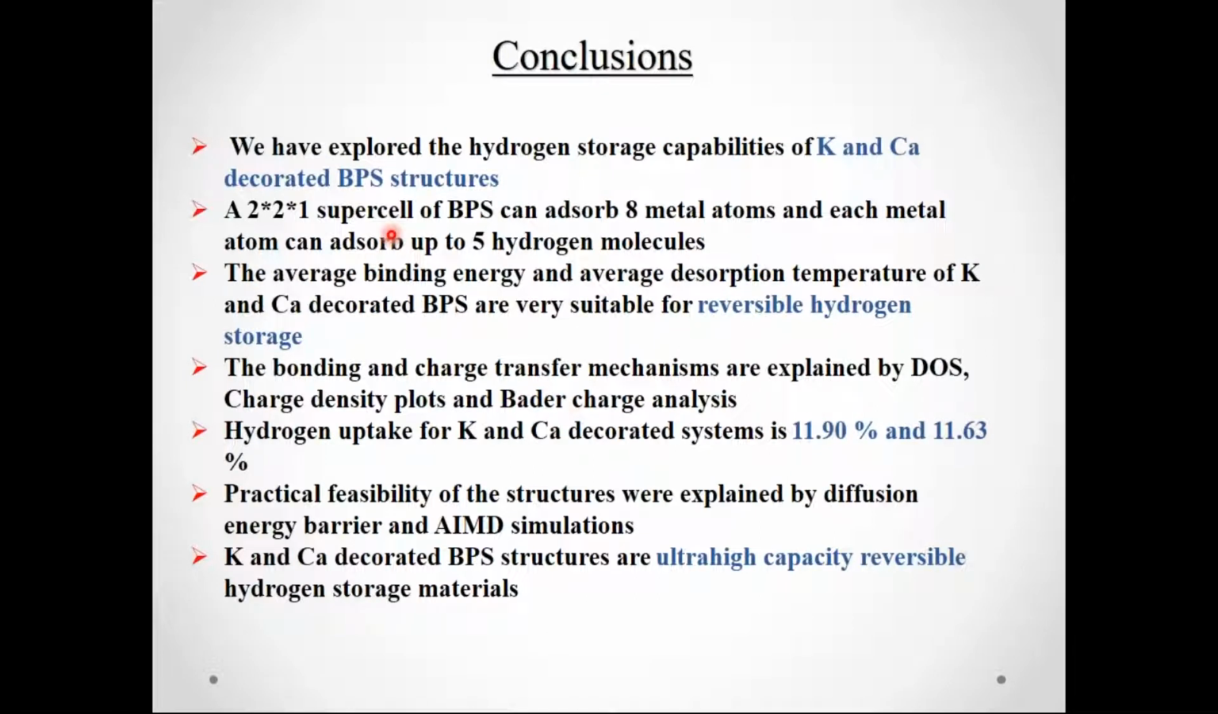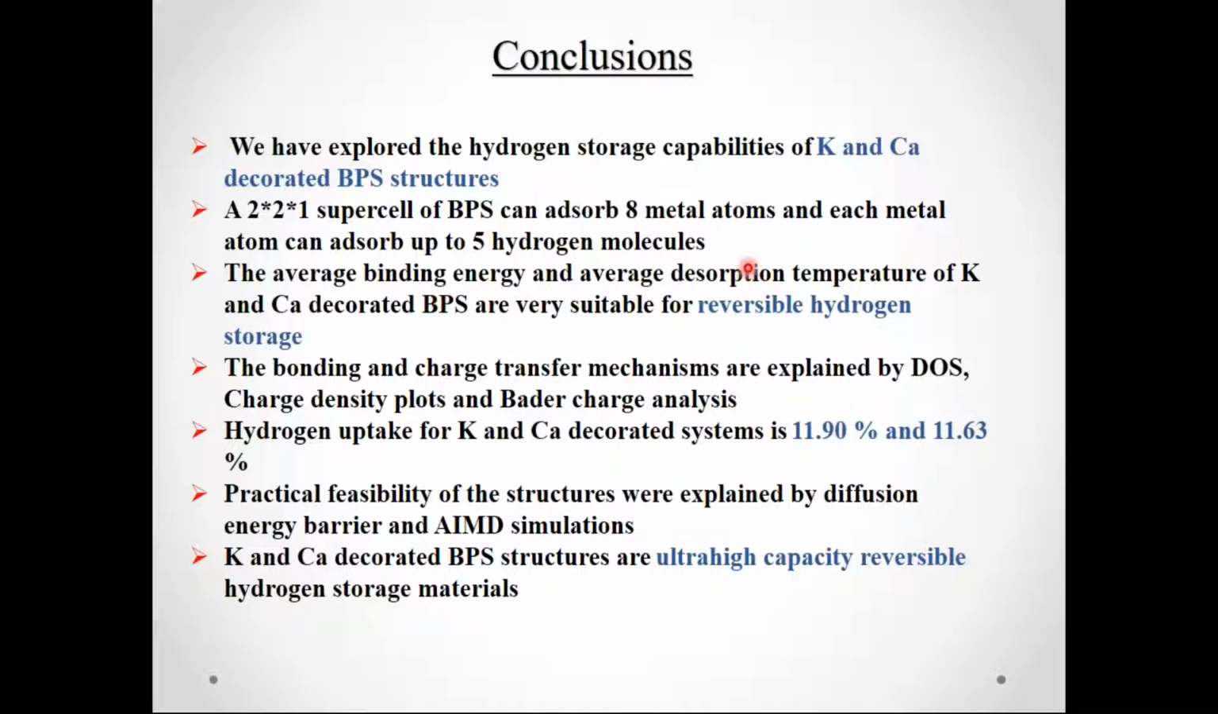So we have explored the hydrogen storage capabilities of potassium and calcium decorated biphenylene structures, and we have found that the 2x2x1 supercell of biphenylene can adsorb 8 metal atoms, and each metal atom can adsorb 5 hydrogen molecules. So this configuration will lead to a gravimetric weight percentage of 11.90 and 11.63 percent for potassium and calcium decorated biphenylene systems, which is very much greater than the DOE requirement of 6.5 weight percent.